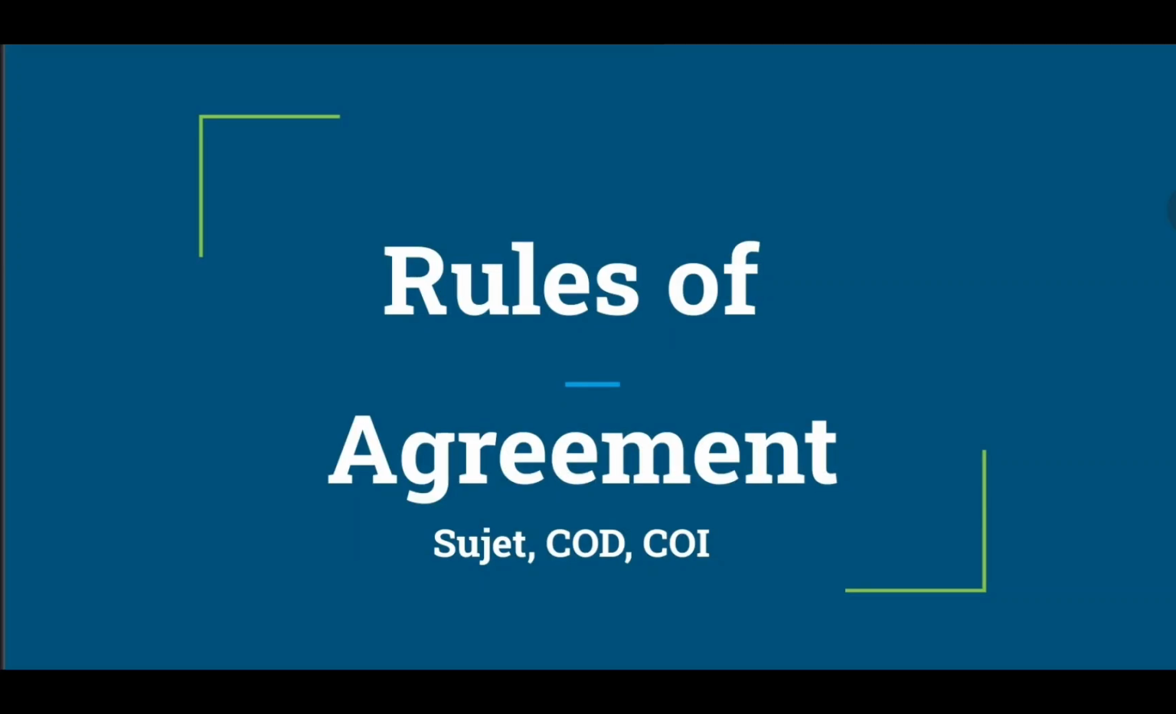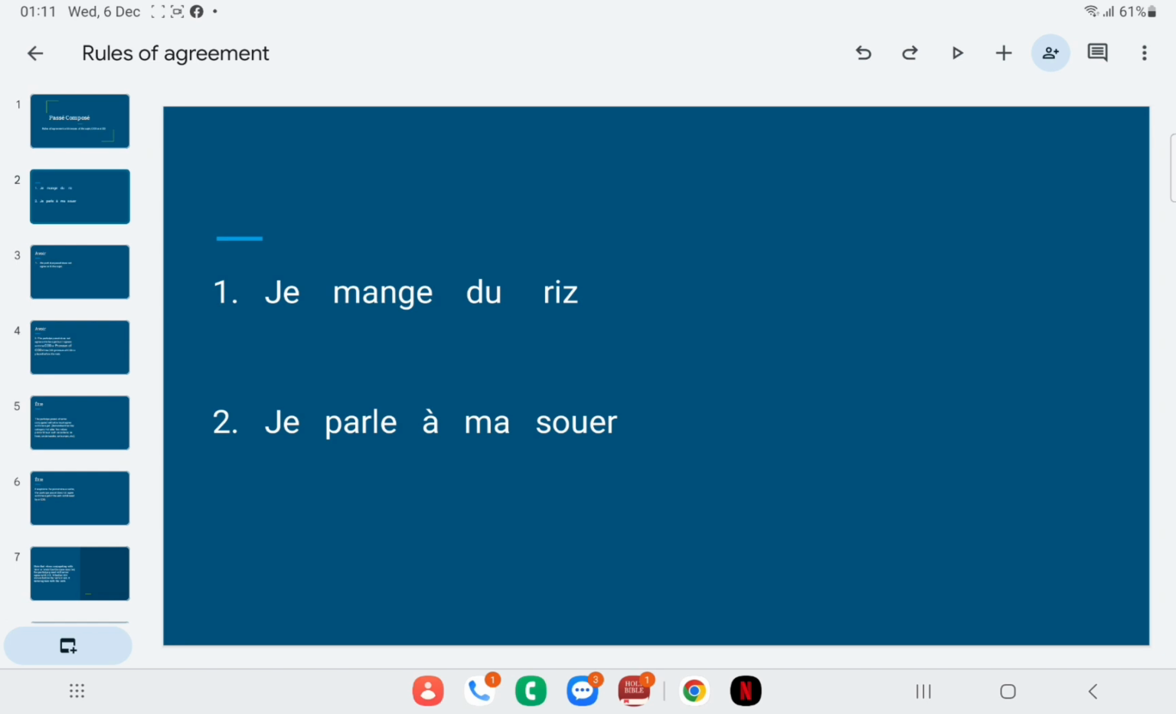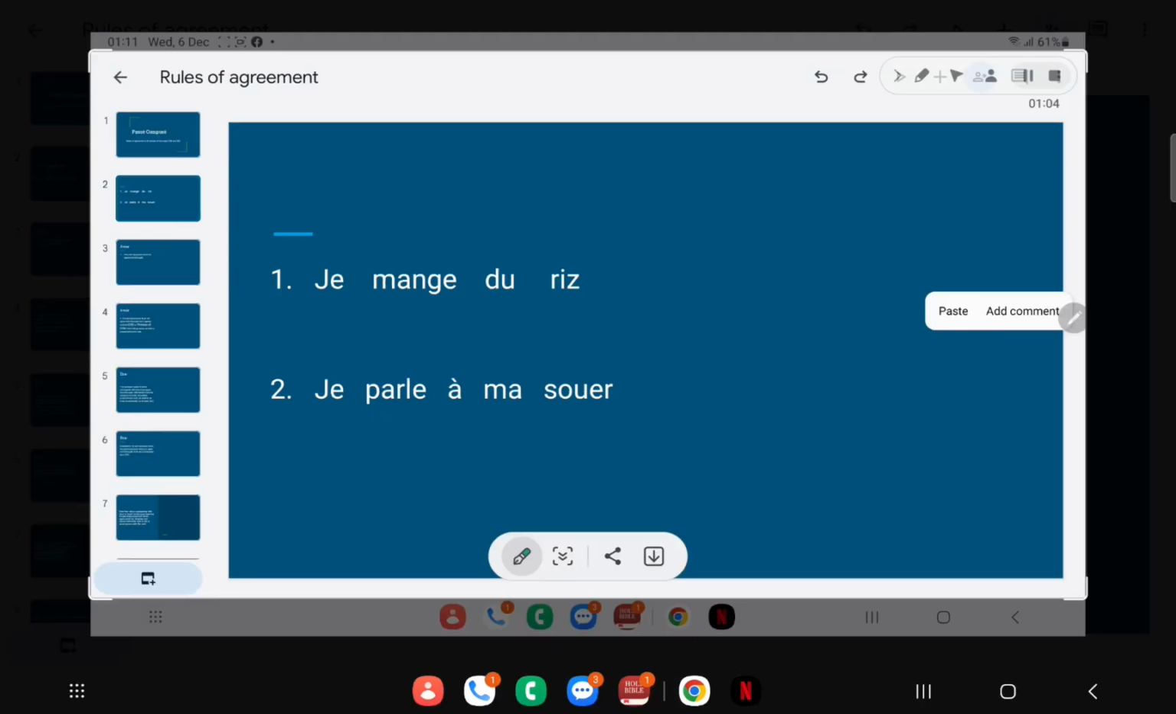So today we're going to look at the rules of agreement with tenses of the sujet, the subject, the complément d'objet direct, the COD, and the complément d'objet indirect, the COI. So let's look at these two short sentences. The first sentence, je mange du riz. So I'm going to divide this sentence.